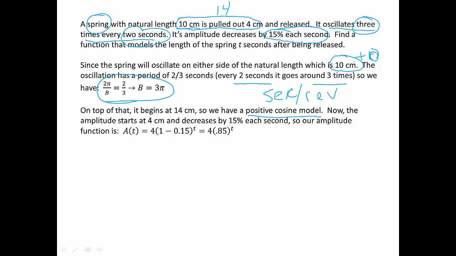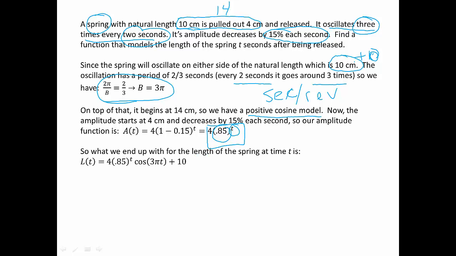And the amplitude starts at 4 centimeters and decreases by 15% each second. So that's an exponential model. So pretty much every t seconds, you lose 15%, which means you still have 85%. This is going to be our amplitude. What we end up with for the length at time t is this function. There's our amplitude, there's our positive cosine with the appropriate b, and what we like to call our midline.